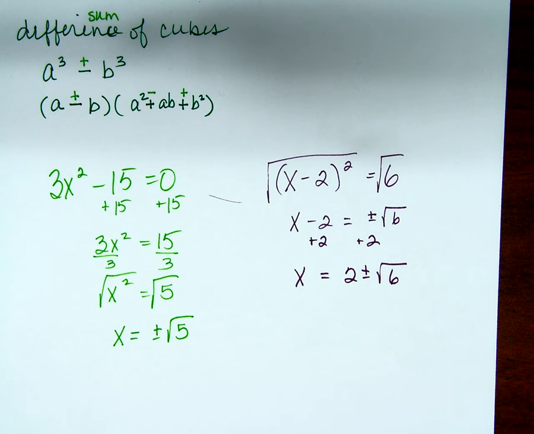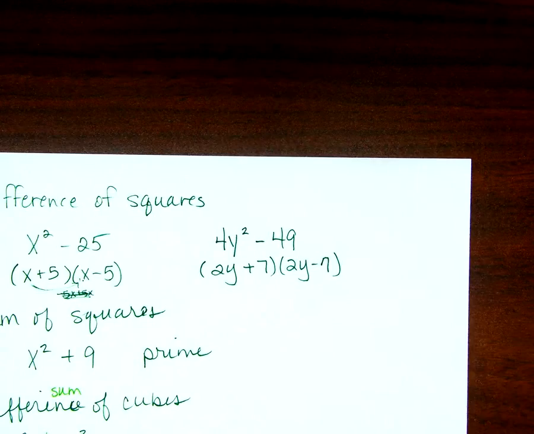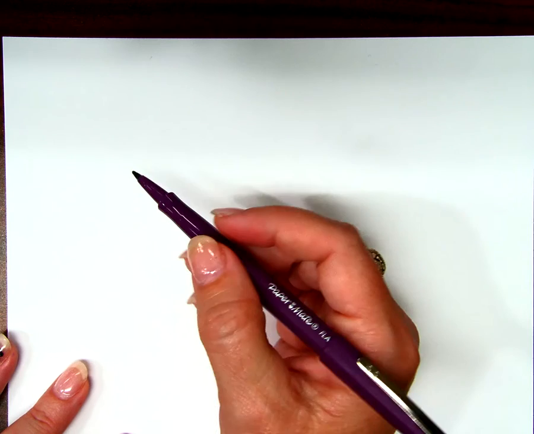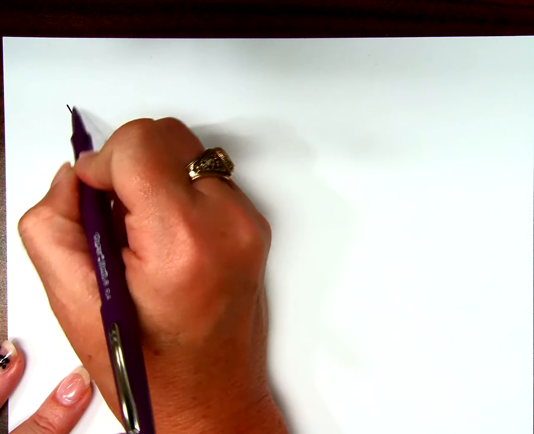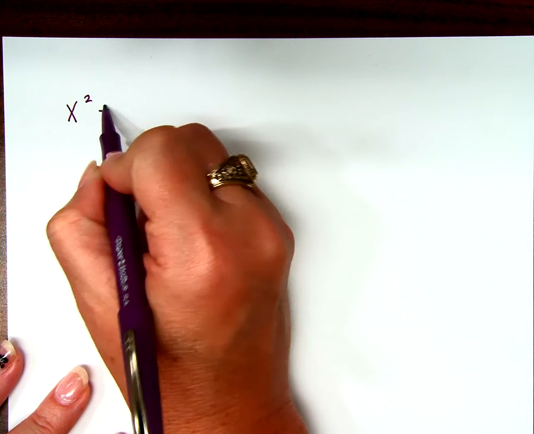So objective-wise, we've talked about solving quadratics by factoring. We've talked about solving quadratics by the square root property. What's next is solving quadratics by completing the square. Okay. Now we worked on that quite a bit in Algebra 2, completing the square, not because it was hard, just because there's lots of steps.